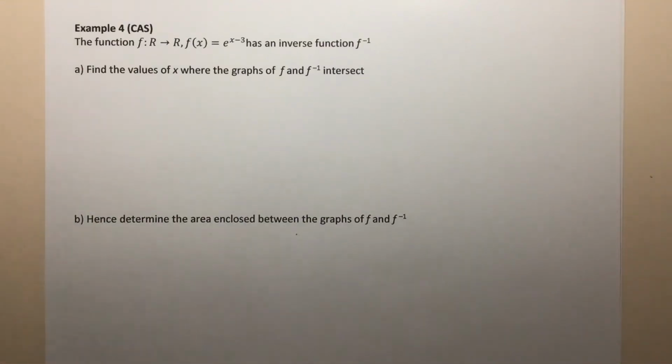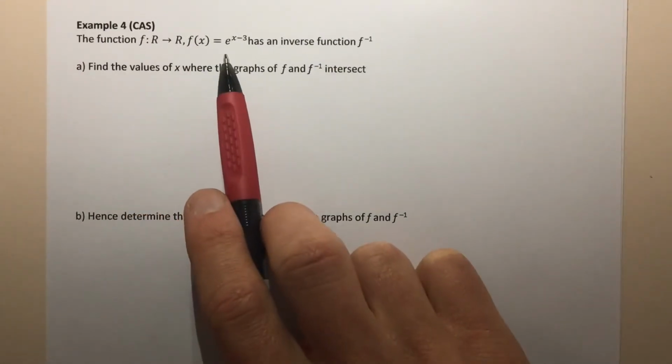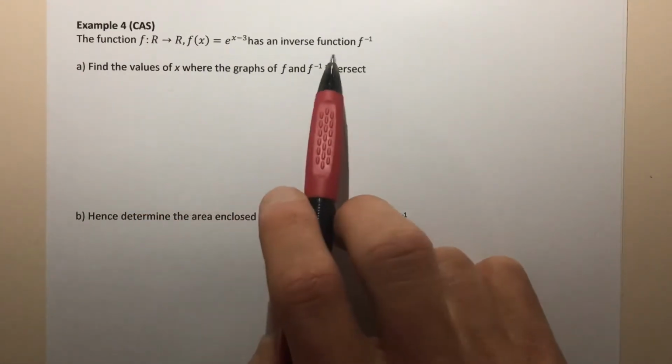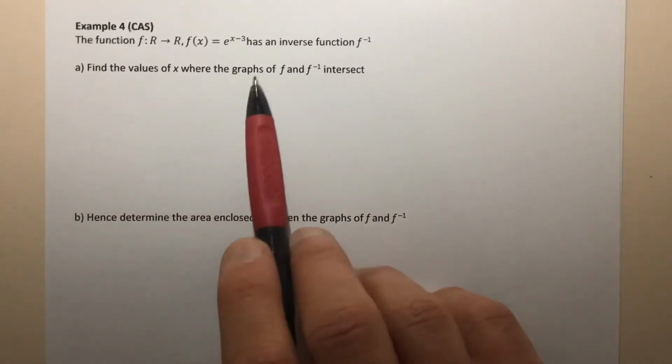All right, this next example is a calculator allowed question. And we're told that the function f, such that f of x is equal to e to the power of x minus 3, has got an inverse function f inverse. In part A, the question says to find the values of x where the graphs of f and f inverse intersect.